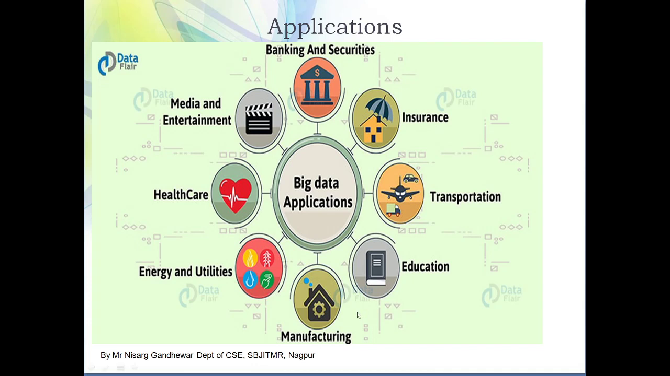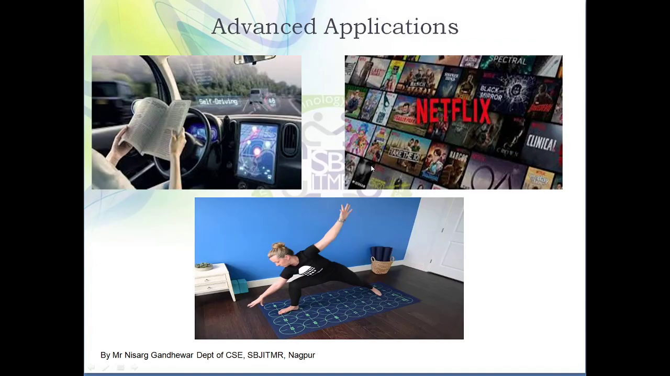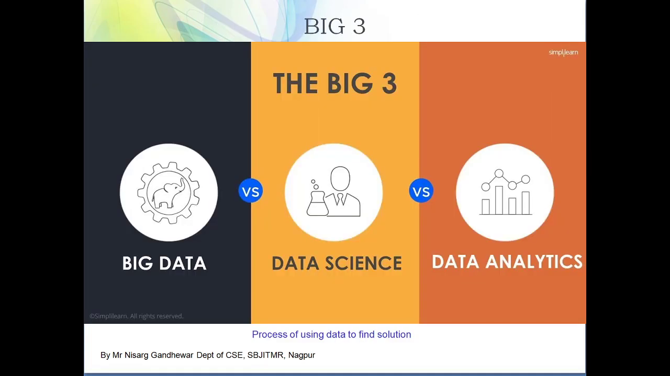So big data has a variety of applications in a variety of domains, but still I have mentioned a few applications over here. Now the next one is advanced applications. I can say that the self-driving car is one of the advanced applications of big data. Then I have mentioned entertainment and media, Netflix and Amazon Prime. They predict the likes and dislikes of customers, how much their customer base will grow in the next year. Then the next one is the smart yoga mat. This is another application of big data. So these are a few advanced applications of big data.